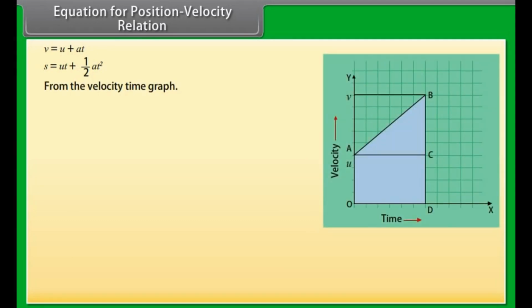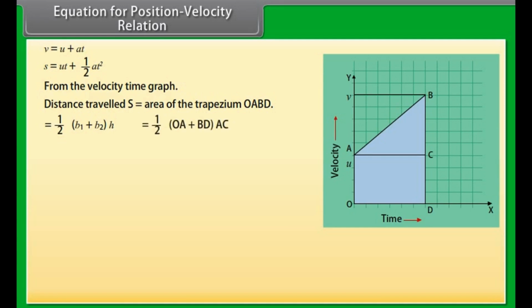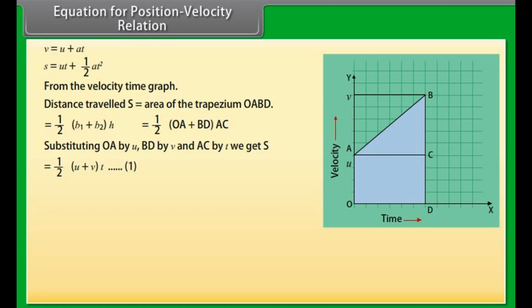From the velocity time graph, distance traveled s is equal to area of the trapezium OABT. This is 1 upon 2 into (B1 plus B2) into h, which is equal to 1 upon 2 into (OA plus BD) into AC. Substituting OA by u, BD by v and AC by t, we get s is equal to 1 upon 2 into (u plus v) into t, equation 1.